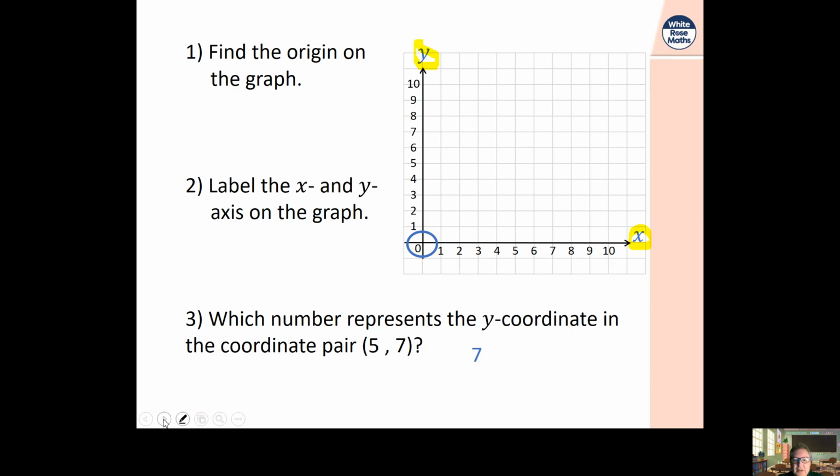So which number represents the y coordinate? Well, the coordinates are always written x, y. So in this case, we're looking at the y coordinate.